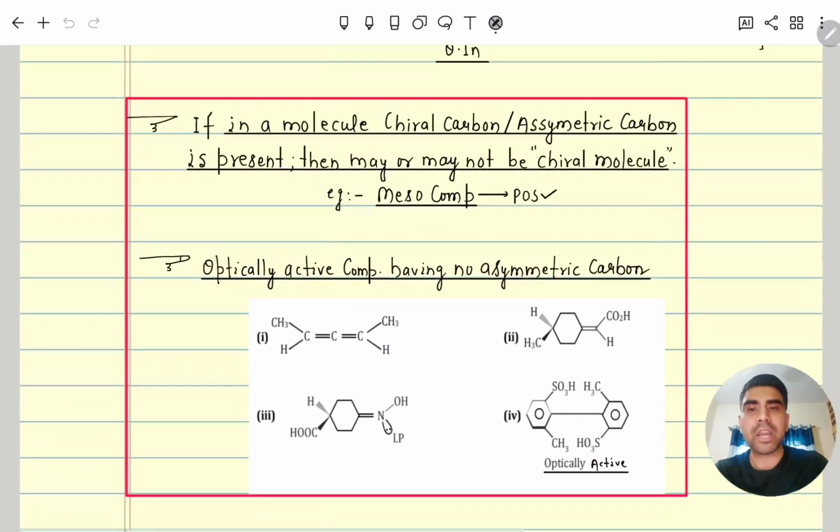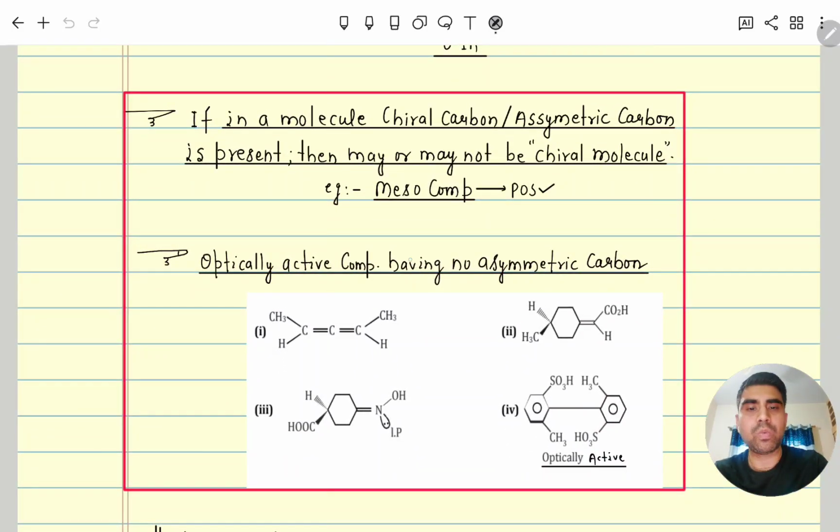Now coming to it, as we studied, if a molecule has one chiral center, then that compound will always be optically active. But it does not assure that if any molecule has a chiral center, which is also called an asymmetric carbon or asymmetric center, then that molecule will be chiral, meaning optically active. No. As we discussed, even though two chiral centers are there, if an acyclic molecule has a plane of symmetry, then it is optically inactive.